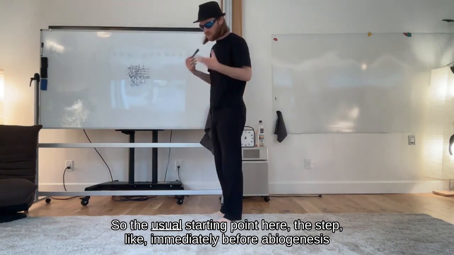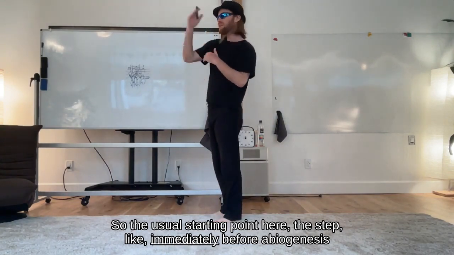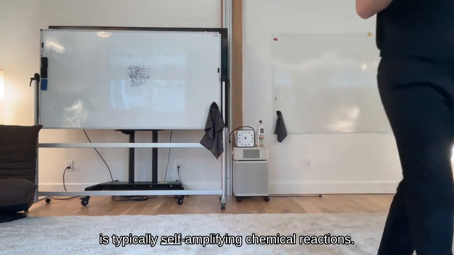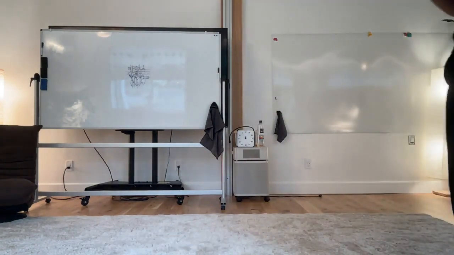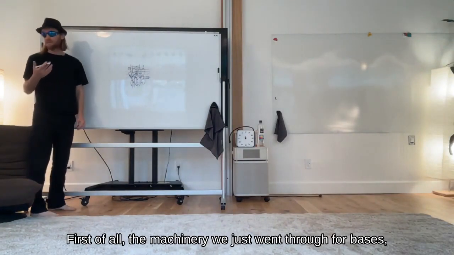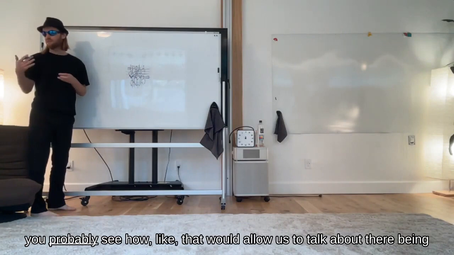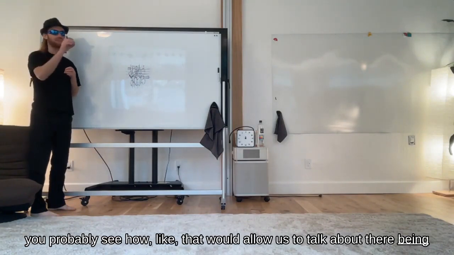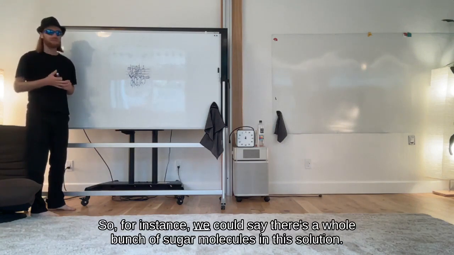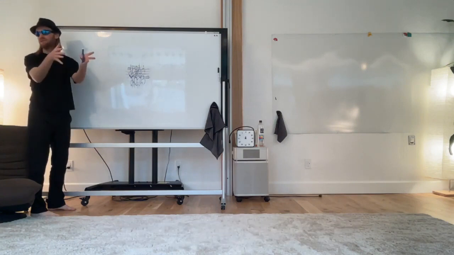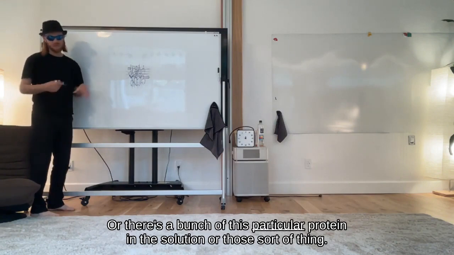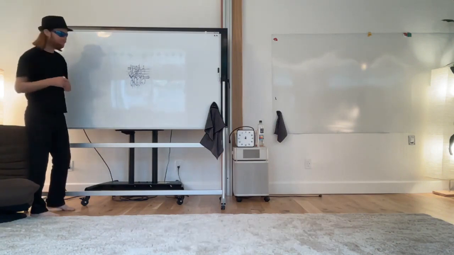The usual starting point here, the step immediately before abiogenesis, is typically self-amplifying chemical reactions. So let's talk about what that would mean. First of all, the machinery we just went through for bases, you can probably see how that would allow us to talk about there being lots of instances of particular molecular species. For instance, there's a whole bunch of sugar molecules in this solution, same way that we talk about bases, or a bunch of this particular protein in the solution.